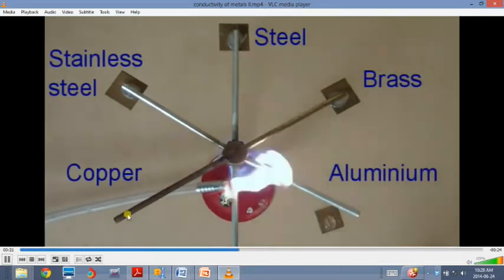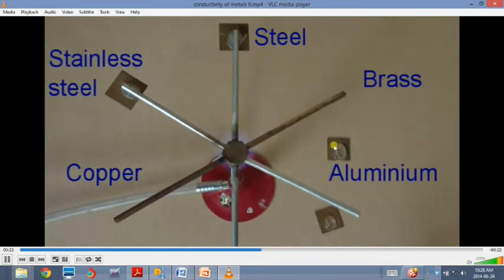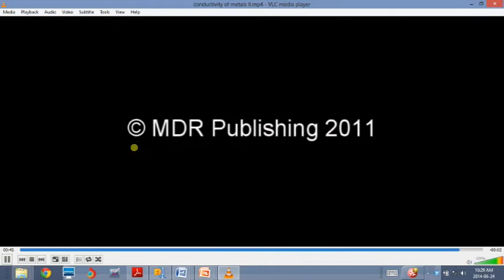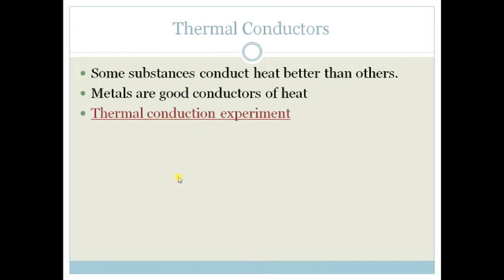You can see that copper was the best conductor of heat, then aluminium, then brass. What's happening is, as the metal conducts heat along, the wax melts and drops off the little pieces of metal. So you can see copper, then aluminium, brass, then steel, and then finally stainless steel. From that experiment, we could see that different metals conduct heat better than others. Copper, for example, conducts heat very well, which is why it is often used in geysers.